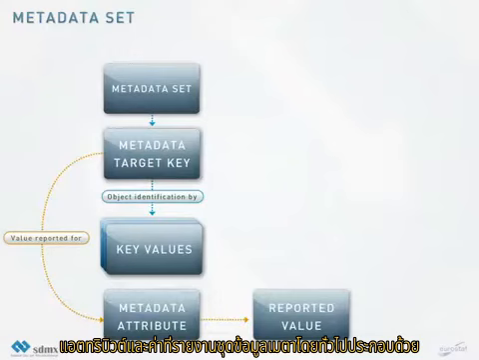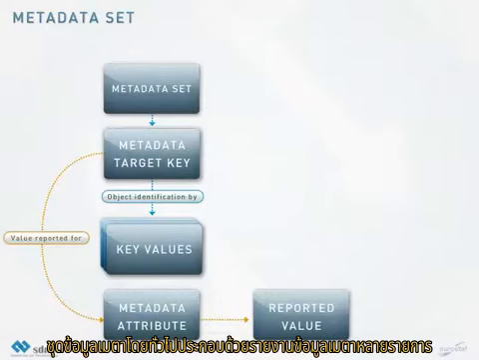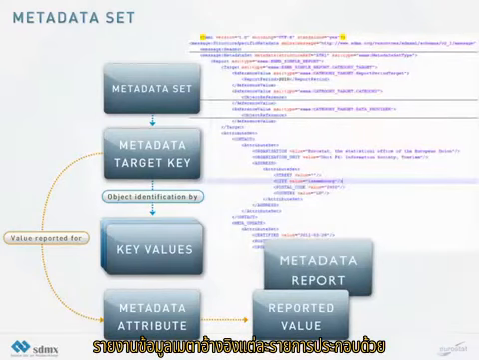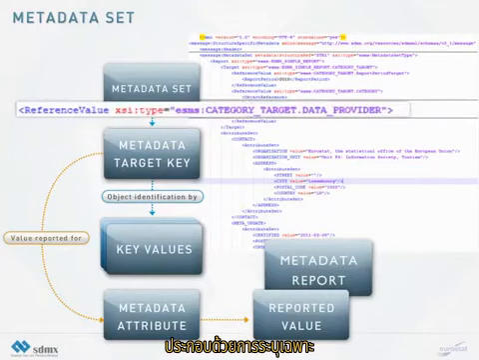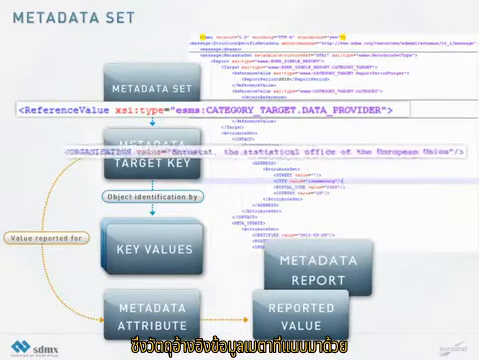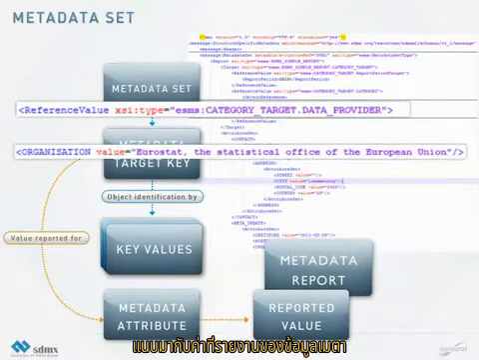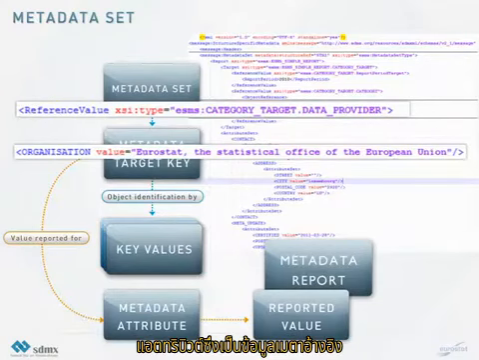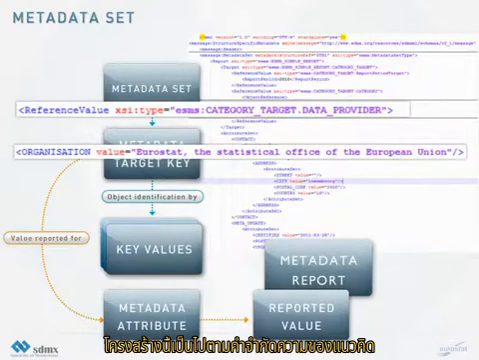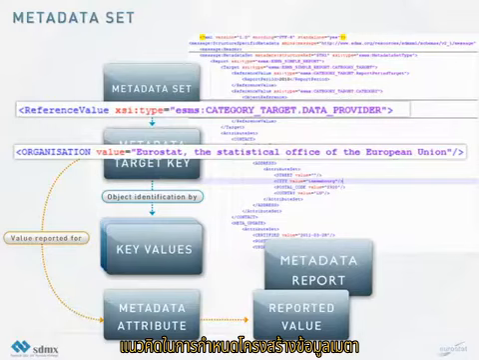The metadata set generally comprises multiple metadata reports. Each of the reference metadata reports comprises the identification of the particular target object to which the reference metadata is attached, and the reported values of the metadata attributes, which make up the reference metadata report structure. This structure follows the definition of the concepts in the metadata structure definition.